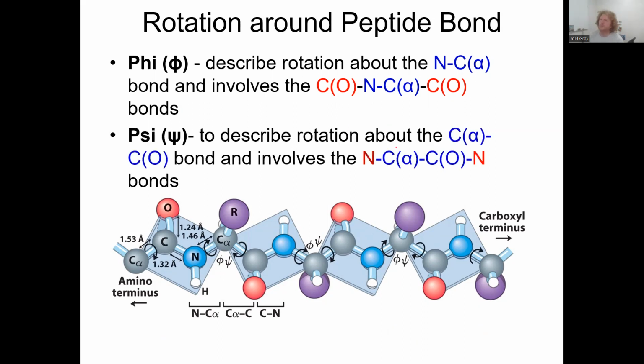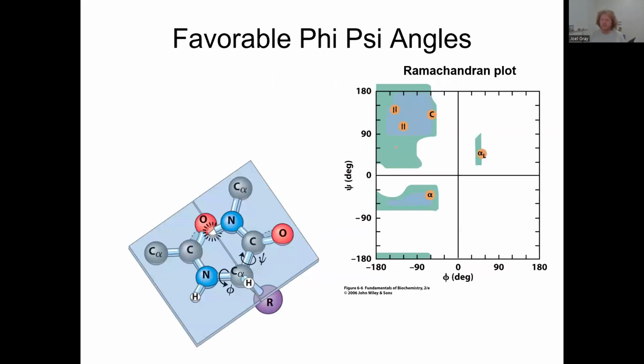The psi angle describes the rotation about the C alpha to carbonyl carbon and involves all of those atoms. Now, what's important about this is that those bonds can rotate, and there are favorable pairings of those rotations. Some values of phi and psi are more likely to occur than others. And those bond angles that are more likely to occur are going to appear on this graph right here, which is also known as a Ramachandran plot.